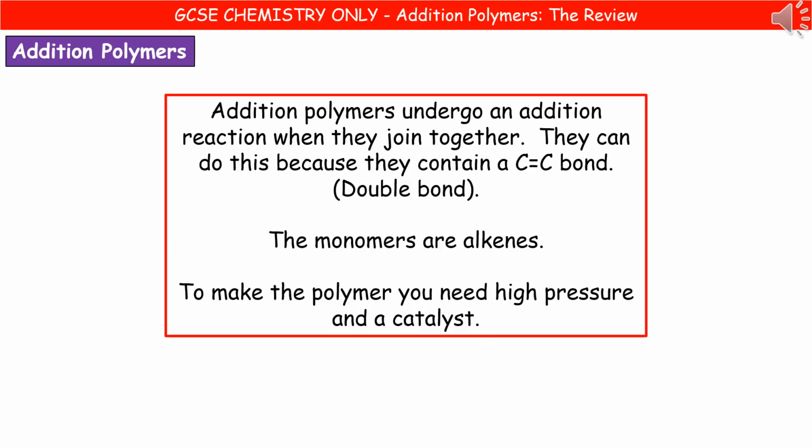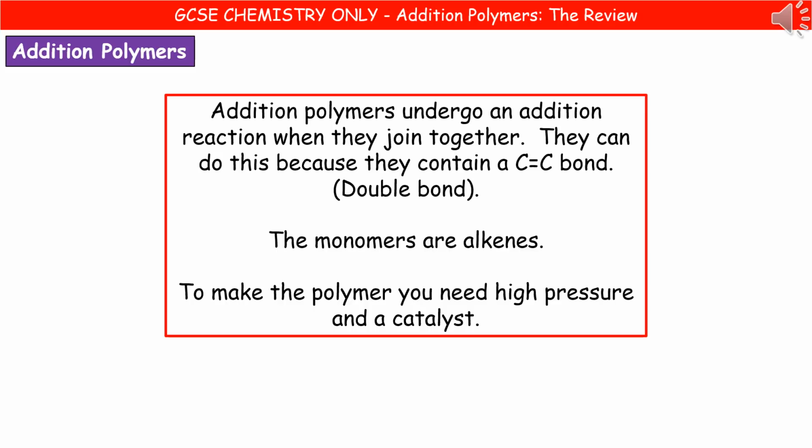As the name addition polymer suggests, they're actually undergoing an addition reaction, because what we're doing is we're joining them together. And the reason that they can do this is because those monomers, so the units they're made from, contain a carbon-carbon double bond. So we hopefully remember that that means that these monomers are alkenes.